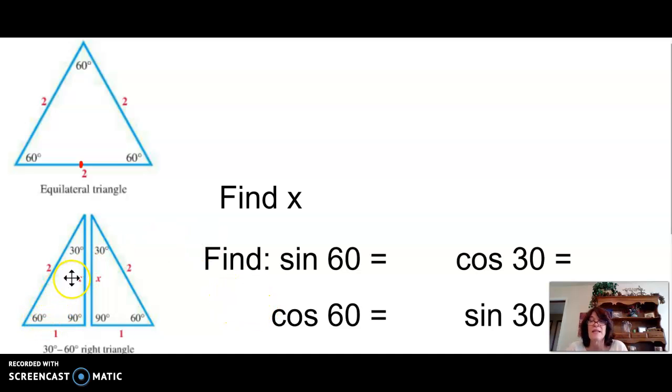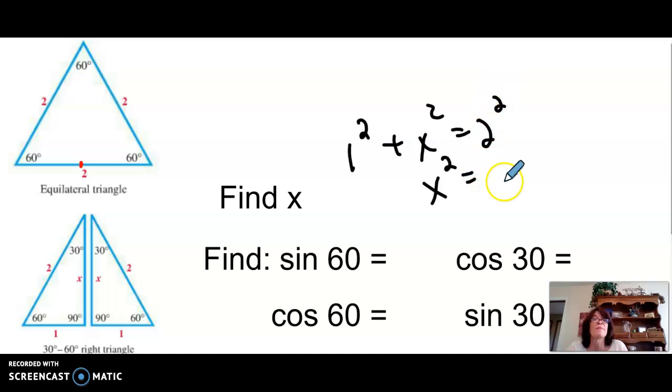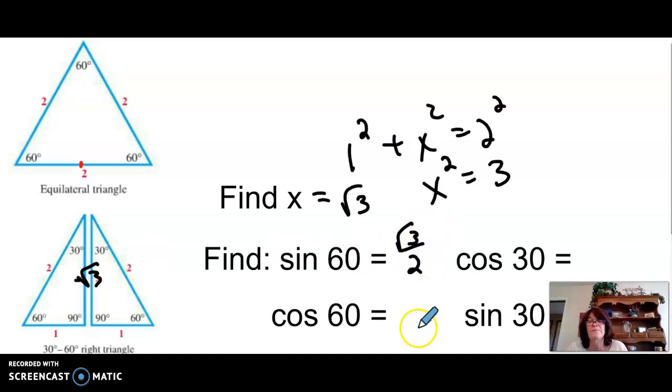The sine of 60 is x over 2. I have to find x, don't I? Oh, well, that's okay, because I can use the Pythagorean theorem. I know that 1 squared plus x squared has to equal 2 squared. So x squared is going to be 4 minus 1, or 3. It looks like x is the square root of 3. So the sine of 60 is opposite over hypotenuse. That's the square root of 3 over 2. The cosine of 60 is adjacent over hypotenuse. That's a half.